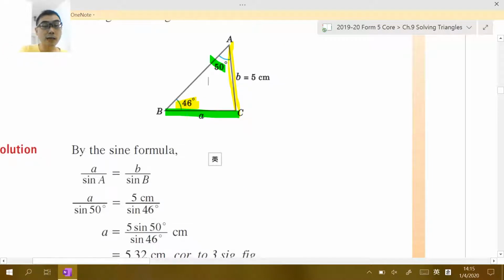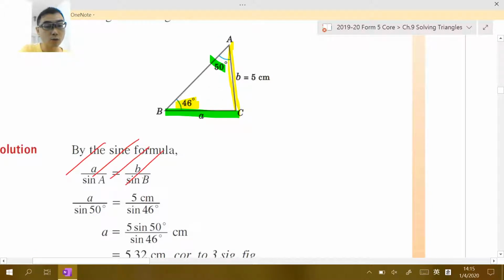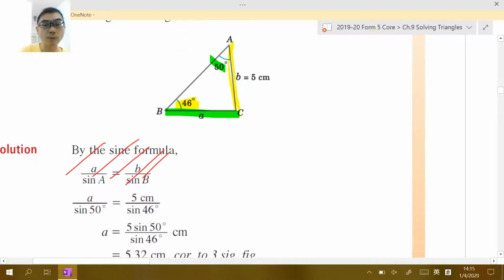Do remember that practically, in DSE, you don't need to write those words here. You can start from the formula. For example, B over sine 46 would be one of the pair, so I can write B over sine 46. And the unit cm, you don't need to write in the step either. You can just write 5 over sine 46 here.